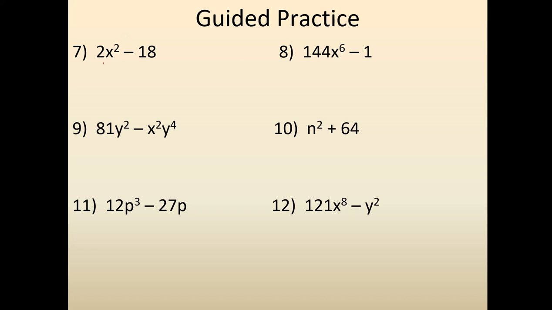All right, so for this one, once again, 2 and 18 are not perfect squares. So we're going to have to pull out a 2 and get this written as x squared minus 9. This can be rewritten so that it's 2 times x squared minus 3 squared.